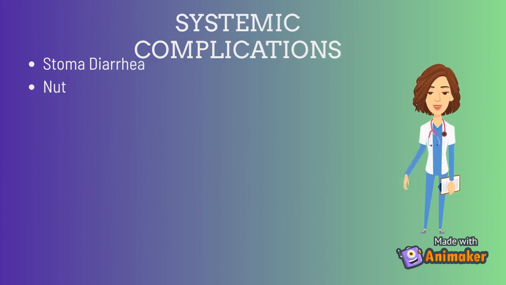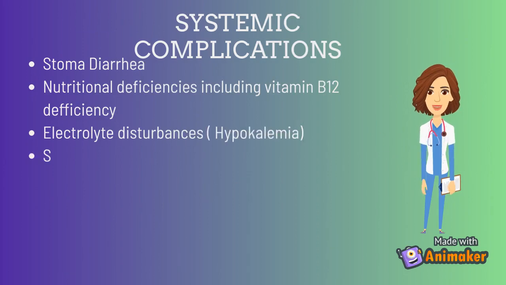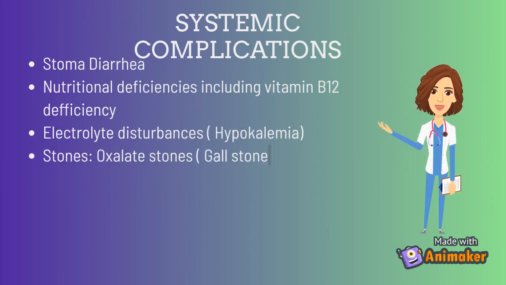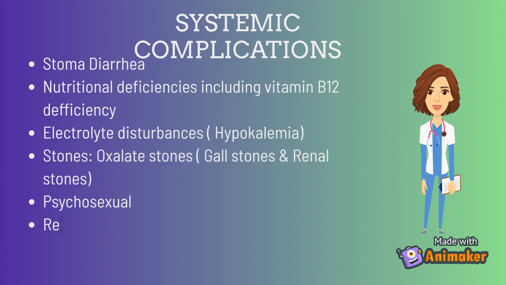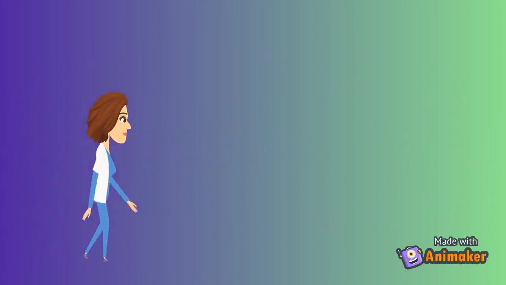The systemic complications of stomas include stoma diarrhea, nutritional deficiencies including vitamin B12 deficiency, electrolyte disturbances causing mostly hypokalemia, stones, psychosexual disturbances, and residual disease.